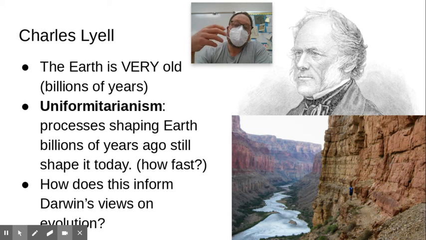Now, that ends up being important for Darwin because it gives time for populations to change. So again, if the initial idea was that the Earth was young and life was unchanging, well, then there's no way for life to have the capacity to evolve, right? Because there's not the time for it. But Lyell said the Earth has been around a long time and it's been changing for a long time. And so processes that shape the Earth give opportunity for life to evolve.